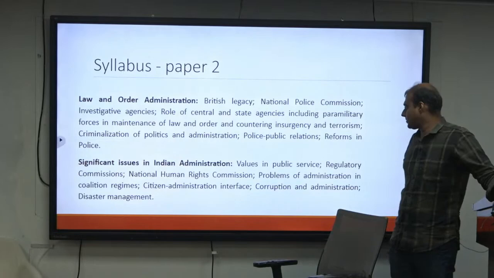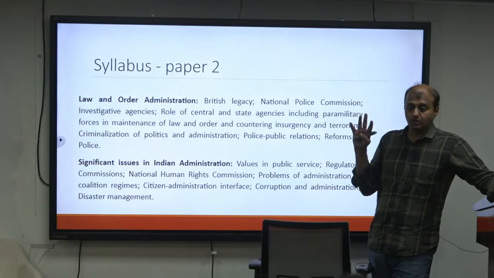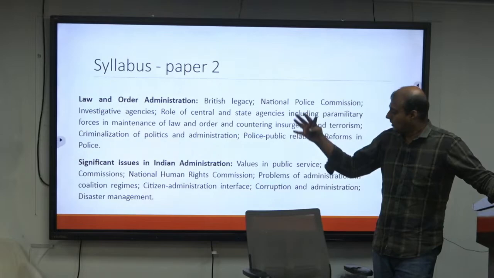In addition to that, even in polity you might have heard us keep referring to the NHRC, the National Human Rights Commission, and the State Human Rights Commission. Remember we keep studying the generations of human rights, first generation, second generation, third generation. All those we have to study in detail.